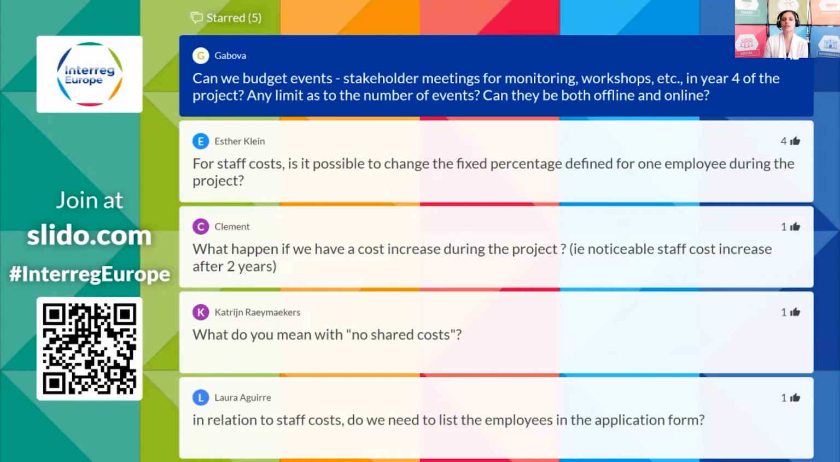There is not a strict limit as to the number of events. It really depends on your project. What we normally see is that there is at least one event, for example, one partner meeting per semester. But this really depends on your project, on your needs. What we usually ask is to keep it feasible, so that you keep manageable the number of events you plan for your project. And they can be both offline and online.